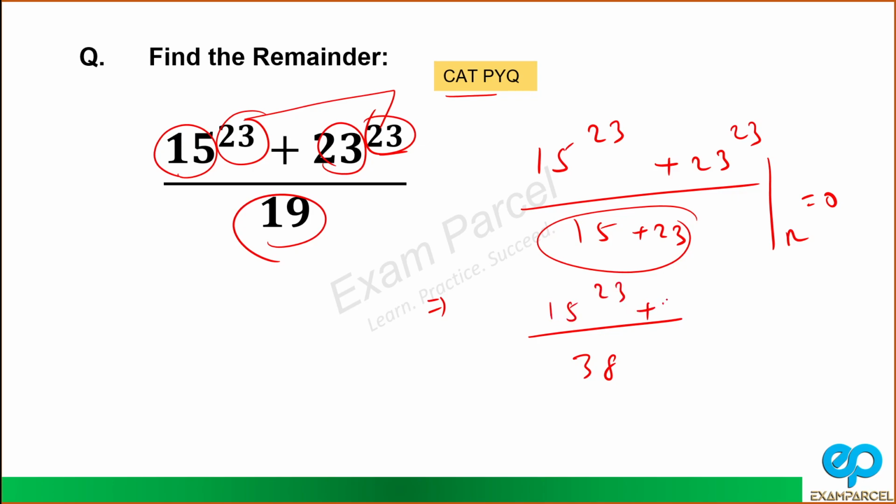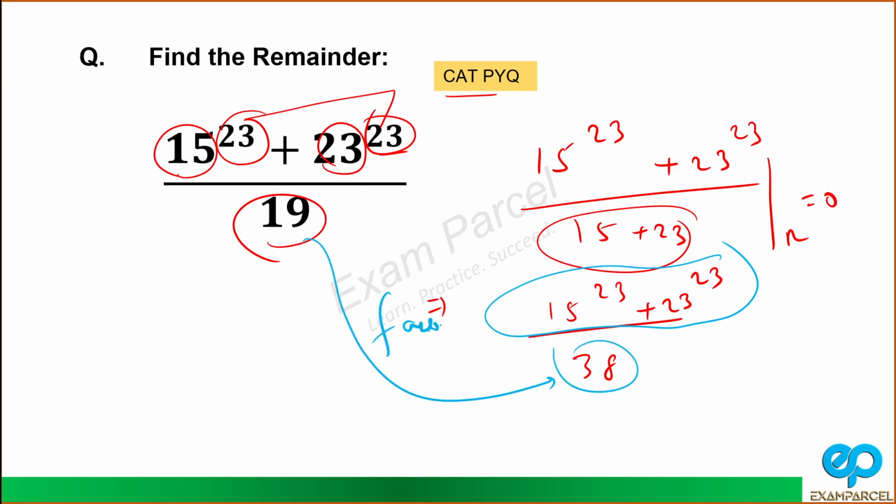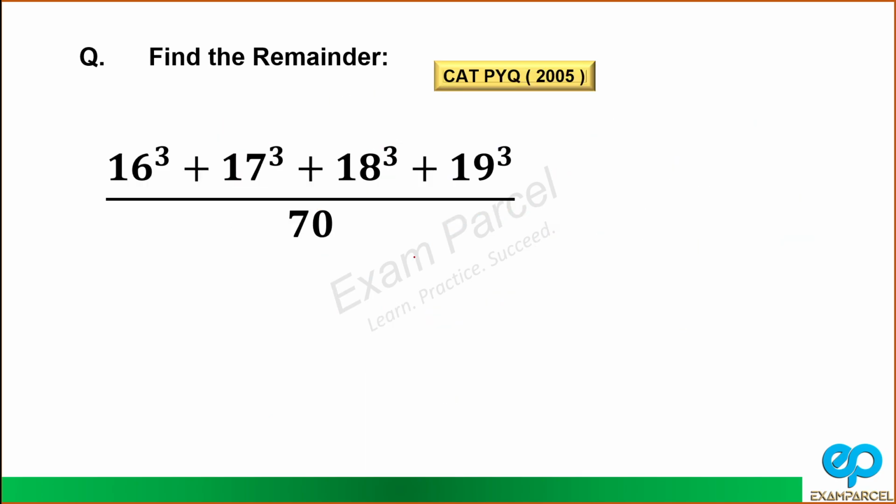15 raised power 23 plus 23 raised power 23. If this number is divisible by 38, then basically this number will also be divisible by 19. Why? Because 19 is a factor of 38. Therefore this remainder will be equal to 0. I hope this is clear to you. I'm sure you understood the concept here. So this is an easy question actually.